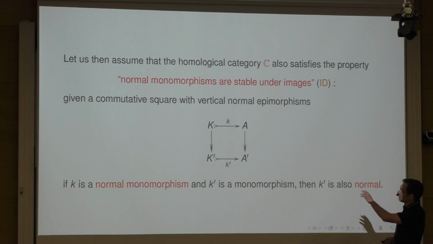So this means the following: if you have a commutative square like this one, and K is a normal mono, K prime is just a mono, and the vertical morphisms are normal epis, then you can conclude that K prime is again a normal mono.